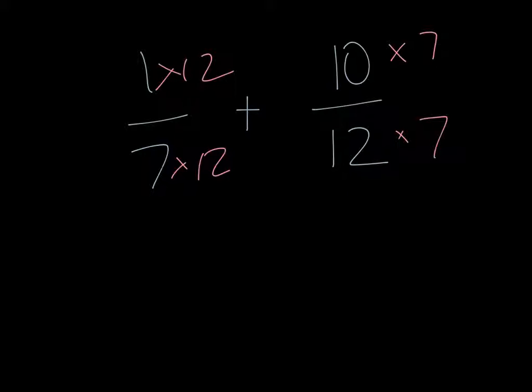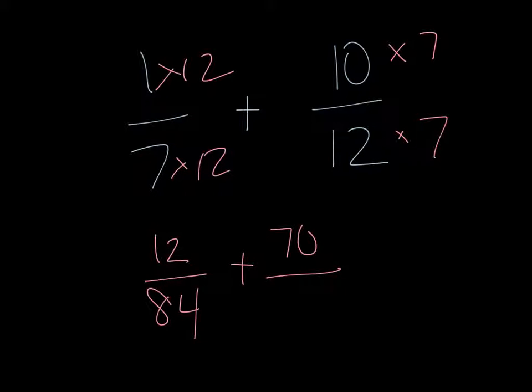So let's do these calculations here. 1 times 12 is 12. 7 times 12 is 84. Plus 10 times 7 is 70. And 12 times 7 is 84. I add them together, and I have 82/84.